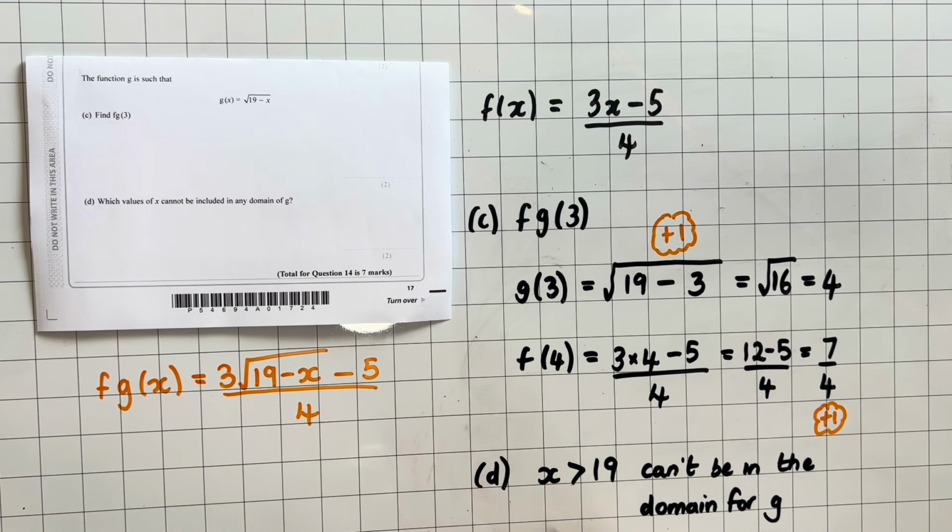In part D, there are 2 marks available for the answer x greater than 19, and there would be just 1 mark available if you had put greater than or equal to 19. I hope you found that helpful.